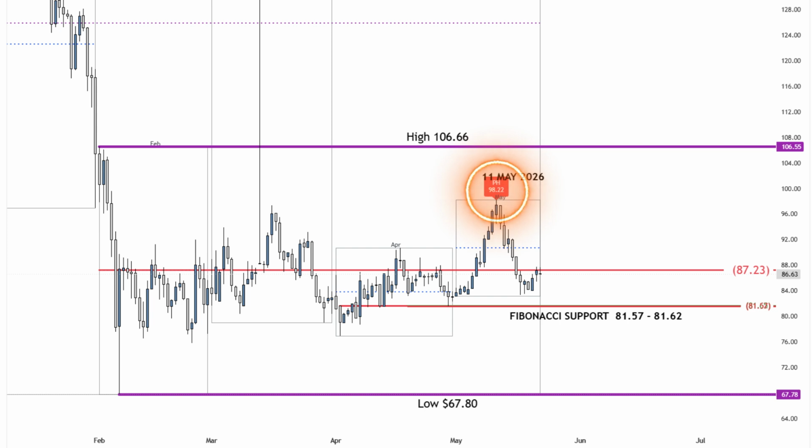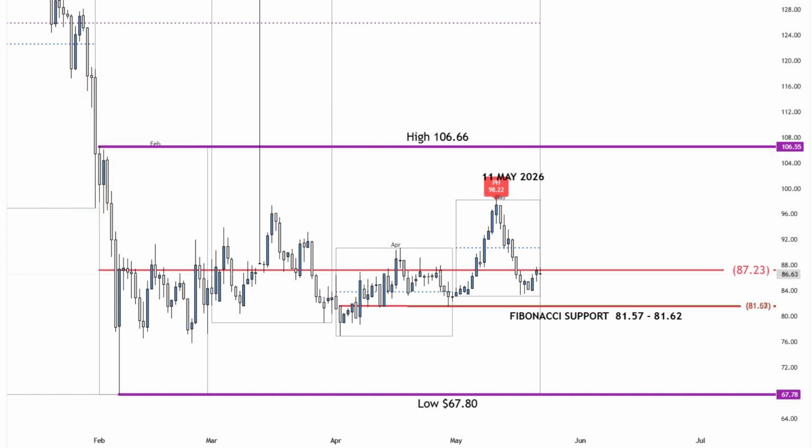And remember, the broader structure is already beginning to produce higher highs and higher lows. So, structurally, the line of least resistance is gradually beginning to shift towards the upside. If Solana eventually breaks above the May 11th high, then the next major target becomes the February 1st high at 106.66, a level that has controlled the market for almost 4 months.